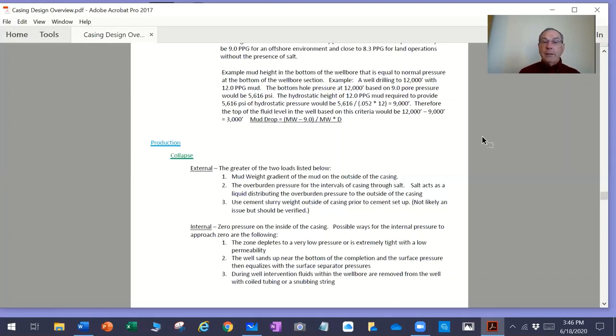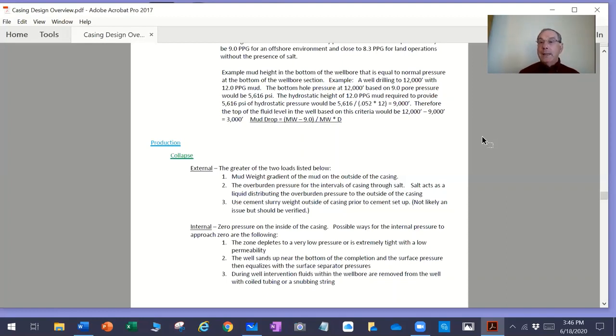Number 2, the well sands up near the bottom of the completion, and the surface pressure then equalizes with the surface separator pressure. I've seen that happen before. It seems like it always happens at 2 o'clock in the morning: a choke cuts out on a high pressure well offshore that's on, let's say, a 1/4 inch choke producing 30 million cubic feet of gas a day, and the rate goes from 30 million a day to 100 million a day for 30 minutes.